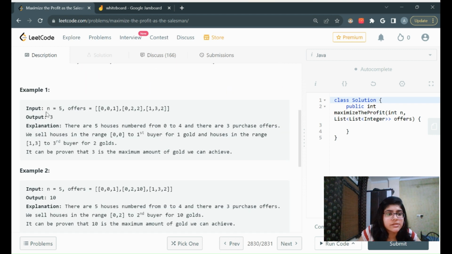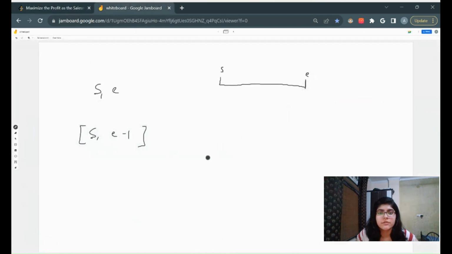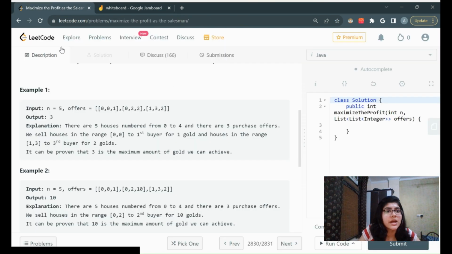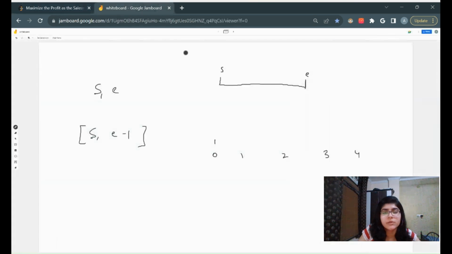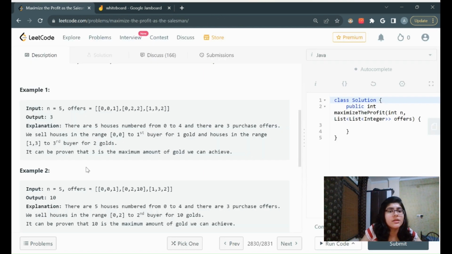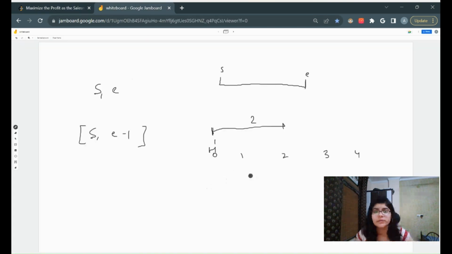Now, let's look at an example. Let's suppose n is equal to 5 and the offers given are [0,0,1], [0,2,2], and [1,3,2]. Basically, we have houses 0, 1, 2, 3, and 4. We can buy the 0th house for a price of 1, and we can buy the houses from 0 to 2 for a price of 2. Next, we can buy the houses from 1 to 3 for a price of 2 again.